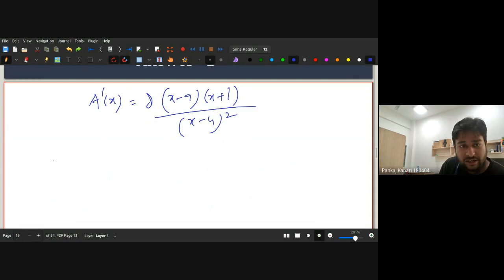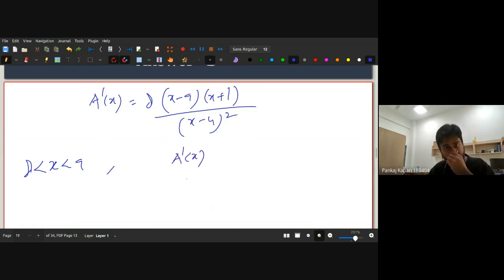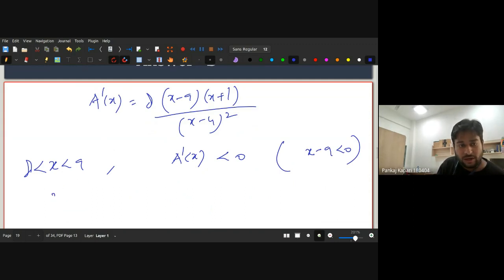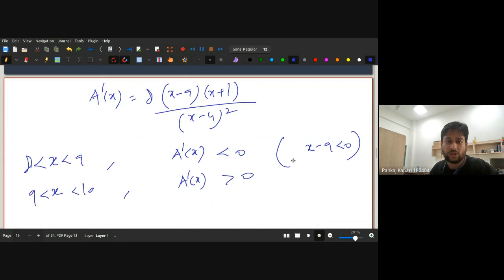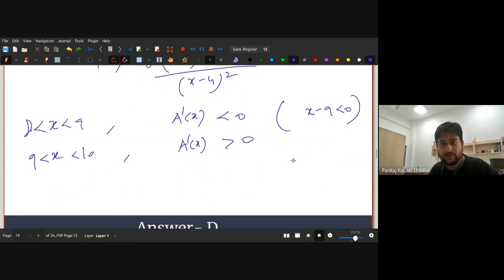So near 9, if x is less than 9 and very close, let's say between 8 and 9, what is the sign of the derivative? The sign is negative. Why? Because if x is less than 9, that means x minus 9 is less than 0 and x plus 1 is positive. And if you take x to be bigger than 9 and less than 10, what is the sign of the derivative? It is positive, because both x minus 9 and x plus 1 are positive.